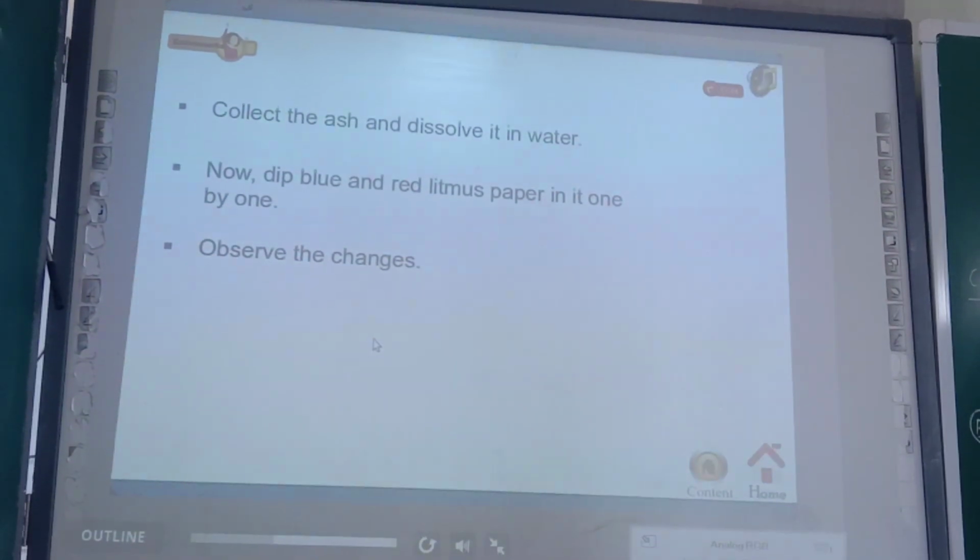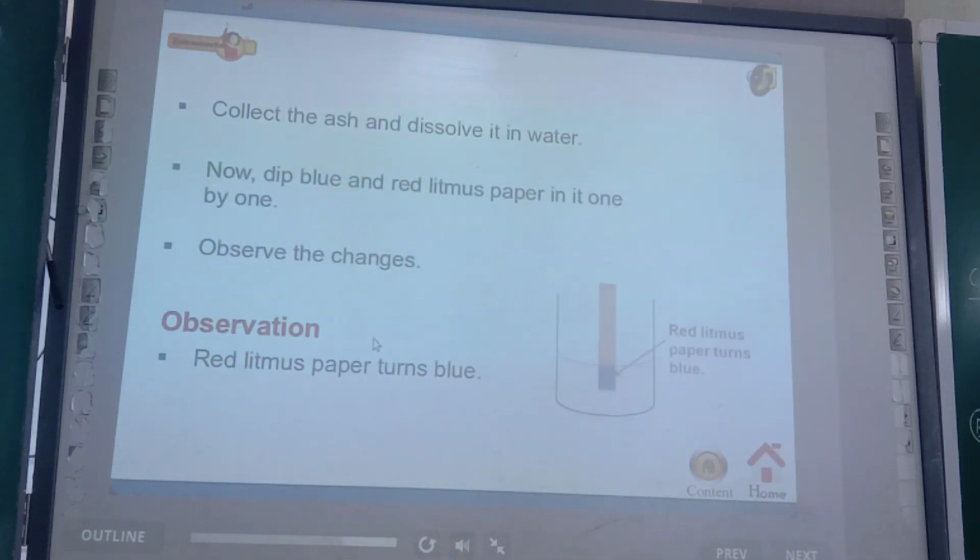Now observe the changes. You will observe that the red litmus paper turns blue. So the red litmus paper is turning blue. What does it indicate? That the white ash powder has basic nature. This activity is given in the NCERT book, that is why I am explaining.